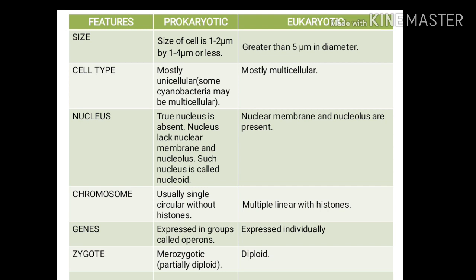Chromosome. The prokaryotic cell usually has a single circular chromosome without histones, while the eukaryotic cell has multiple linear chromosomes with histones. The genes in the prokaryotic cell are expressed in groups called operons, while in the eukaryotic cell they are expressed individually. Zygote. The prokaryotic cell is merozygotic or partially diploid, while the eukaryotic cell is diploid.